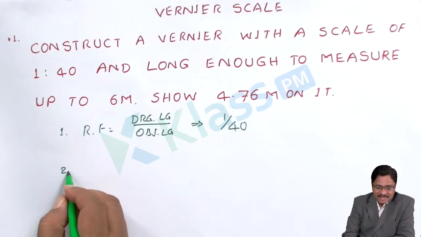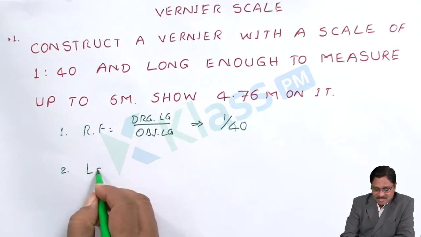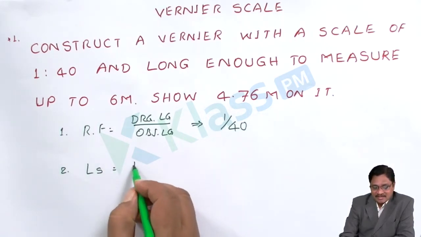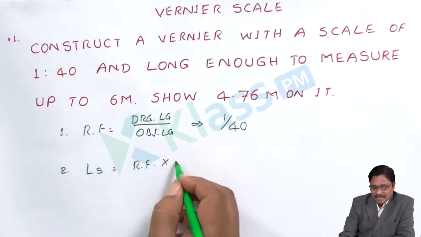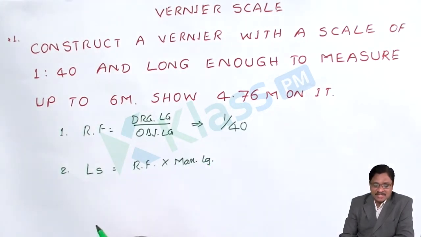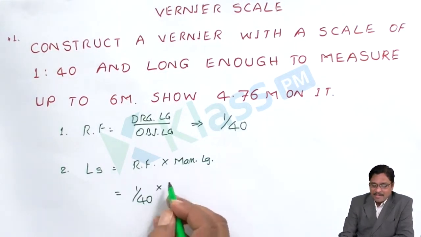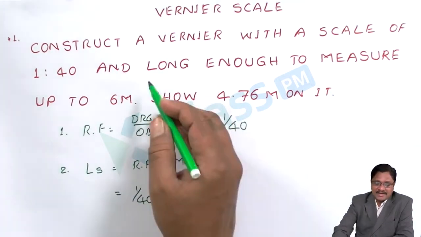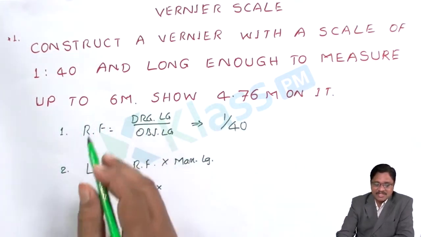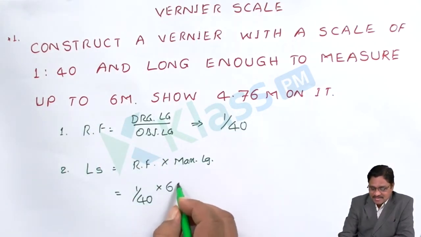Next, the second step: as in the earlier cases, we have to find the length of the scale. That is compulsory, so that only then can I draw that particular calculated length. So LS, the length of the scale, how will it be calculated? RF multiplied by the maximum length to be measured. RF is already considered as 1/40. What is the maximum length? It is given in the problem: long enough to measure up to 6 meters. So 6 meters is the longest distance required, so simply multiply with 6 meters.